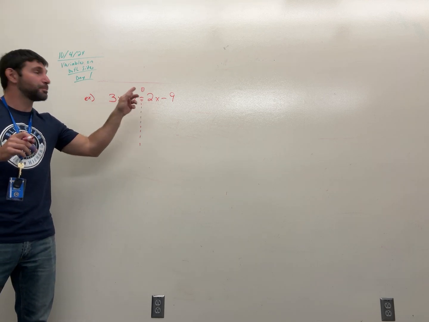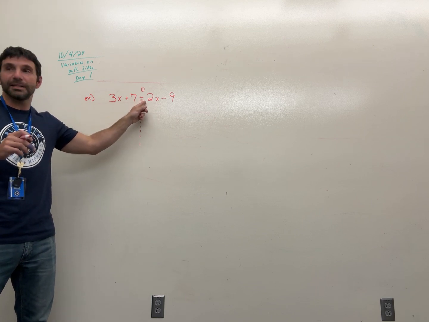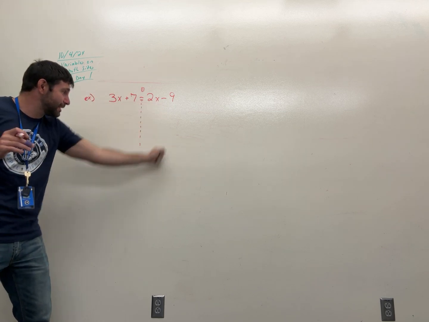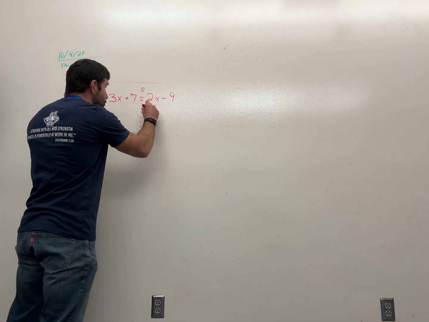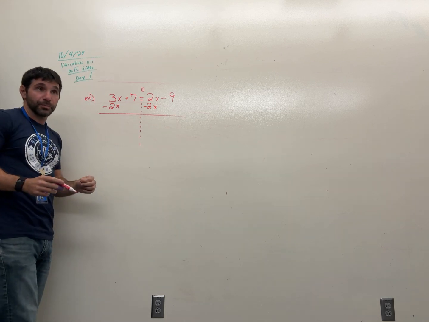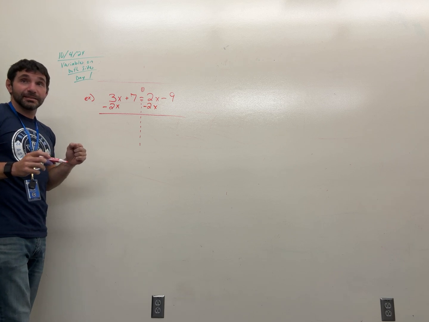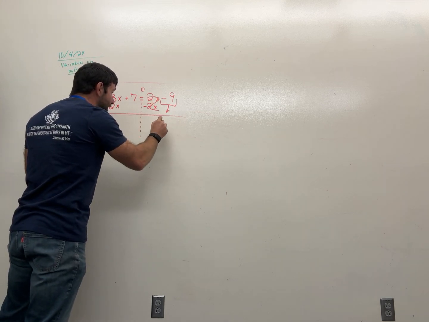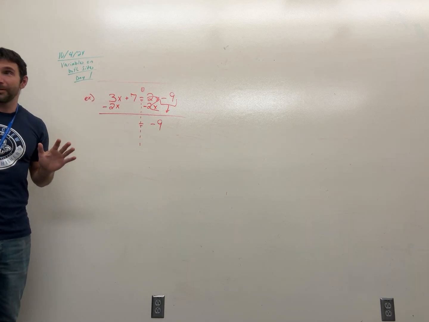How do I move this positive 2x? Wait a minute, Mr. H, it's positive. How do you know? Well, does it say negative? No, then it's positive. How do I move a positive 2x from this side to this side? Subtract. I'm going to subtract 2x from this side and 2x from this side. 2x minus 2x is 0. Negative 9 drops down.